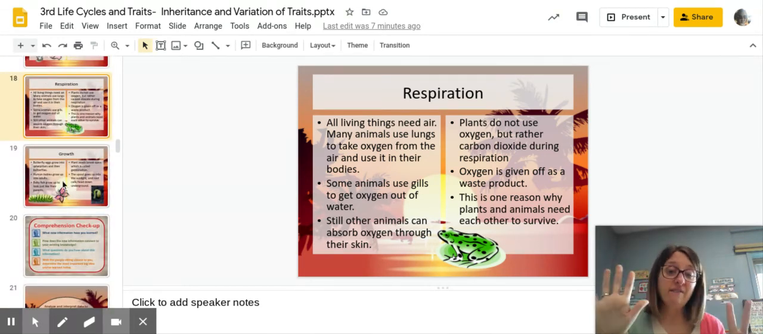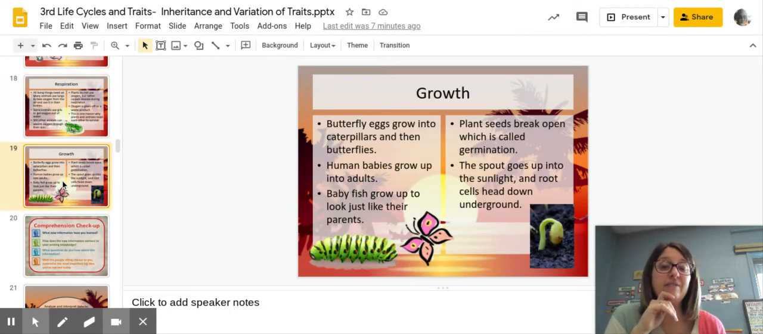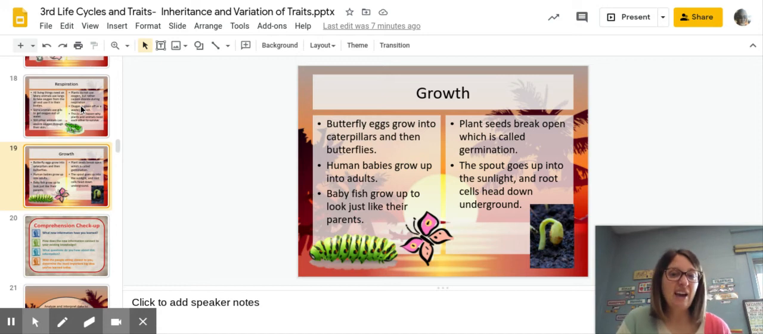And then the seventh life process is that animals have to be able to grow. Think about this. Butterflies, they actually start as caterpillars, and then they go through this whole process where they become a butterfly. You and I weren't born looking like this. We may have looked similar to what we look like, but we were much, much smaller, right? We've grown bigger and taller to become adults. Baby fish, when they're born, they look just like their parents. Some animals look just like their parents, others do not.